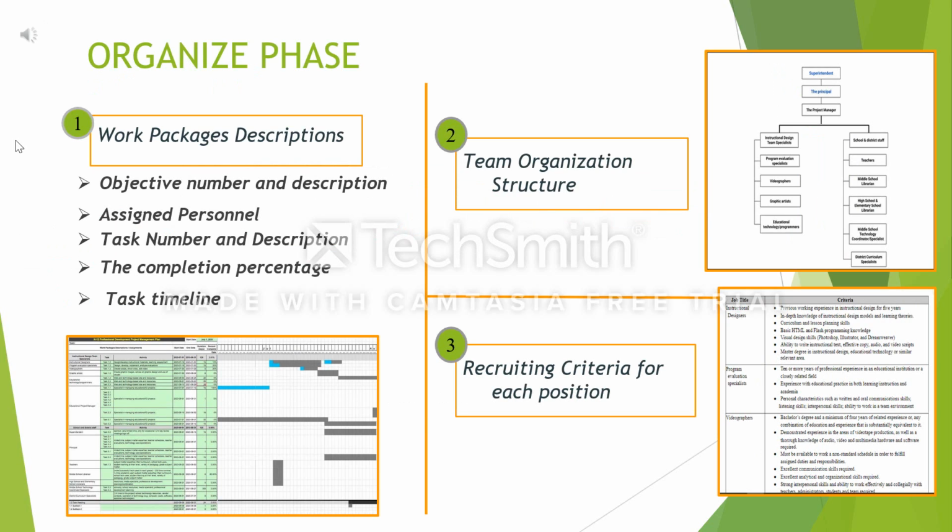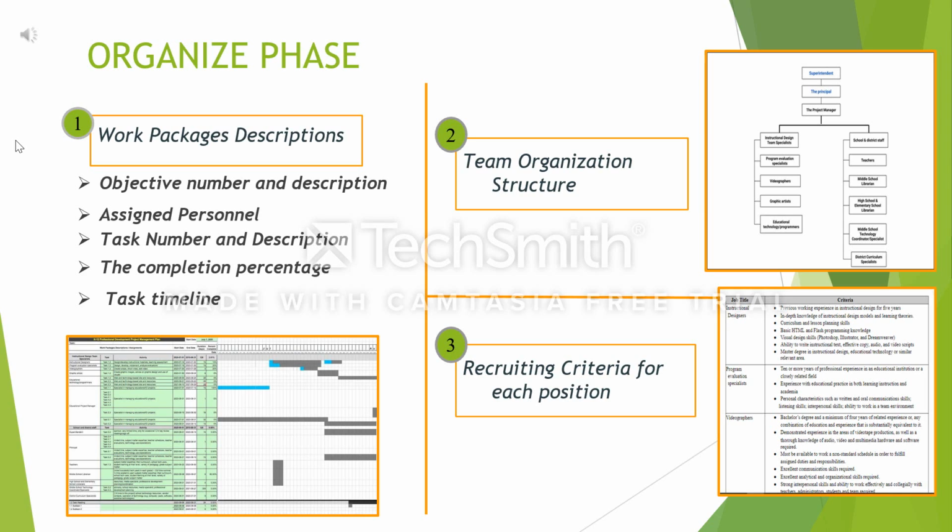Organize phase. In work package description, we organize tasks into package according to each objective that we have. We identify who will be responsible for each task, and also identify the required period for each task by showing the start and the end date, and also by showing the completion percentage. Finally, showing a timeline by using color bars to show task completion or delays.